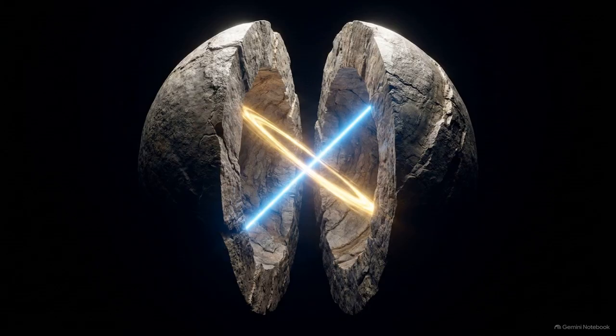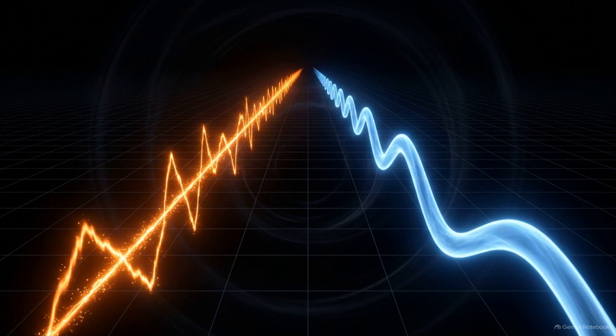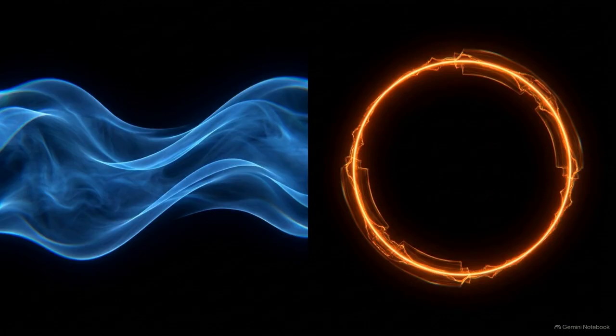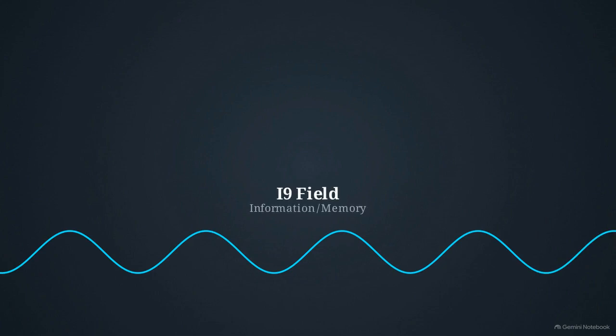To understand the nature of physical mass, we have to look past the object itself and isolate the two invisible forces that manufacture it. This universe operates on two parallel tracks. One handles the realm of the infinite, the other handles the finite. This is the I9 field, representing infinite information and memory. Mathematically, it functions as an integral, a smooth, unmoving wave state. It does not act or move, but serves as a silent witness that accumulates data without losing coherence.